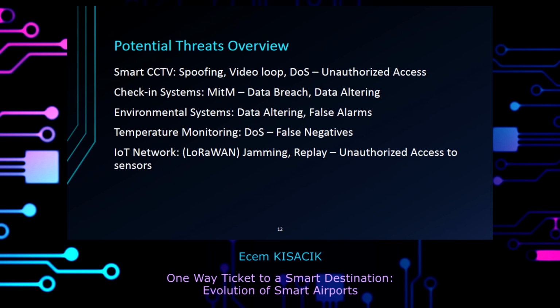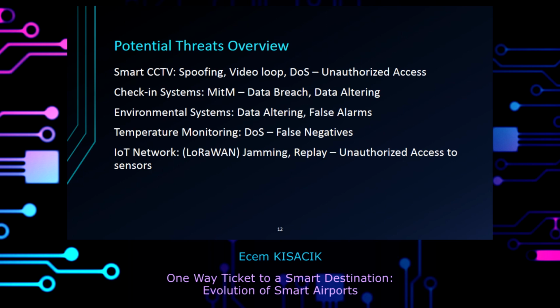For environmental systems, these include hacking the sensors and altering the sensing data. As a consequence, there would be chaos, false alarms, or even flight delays. Temperature monitoring. The attacks can lead to false alarms. The monitors cannot distinguish the healthy people from the sick people, so the virus can spread through the airport.